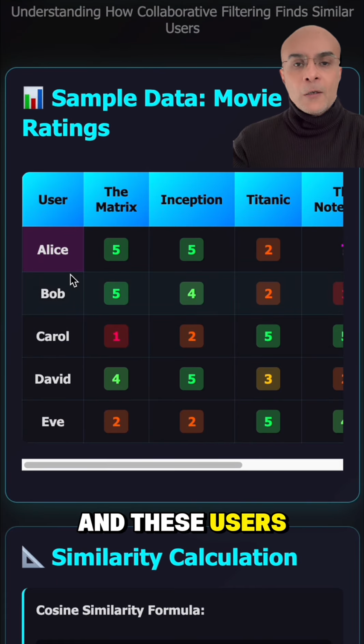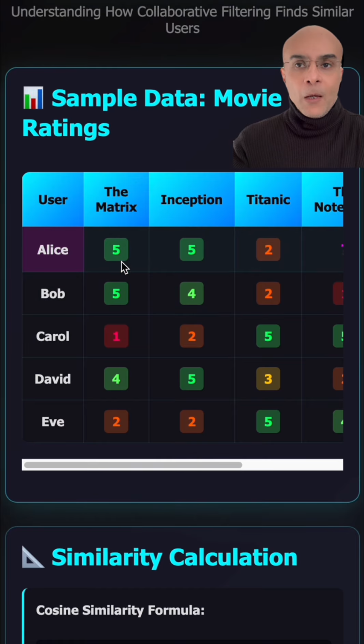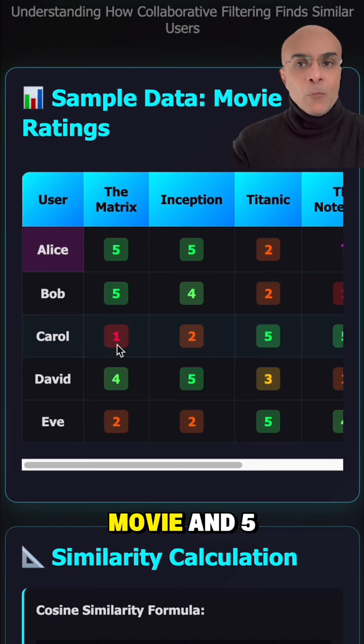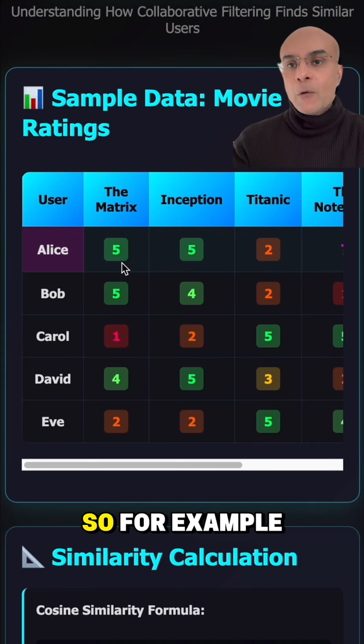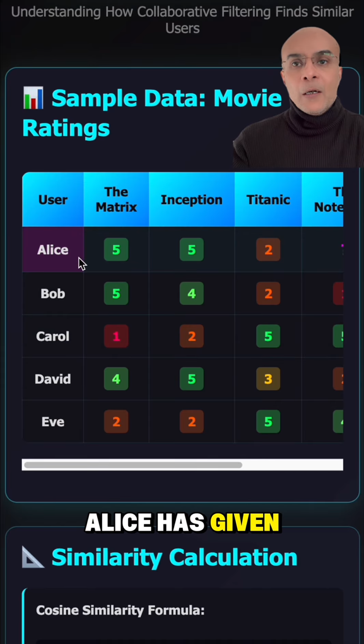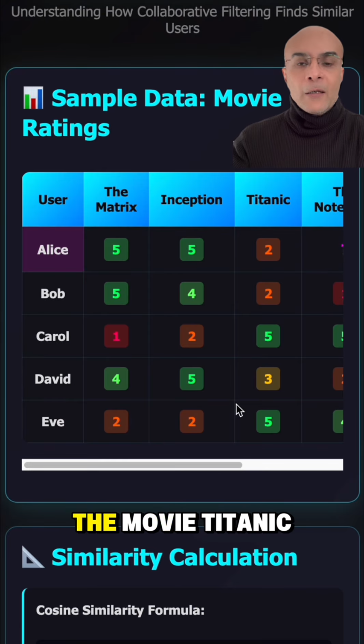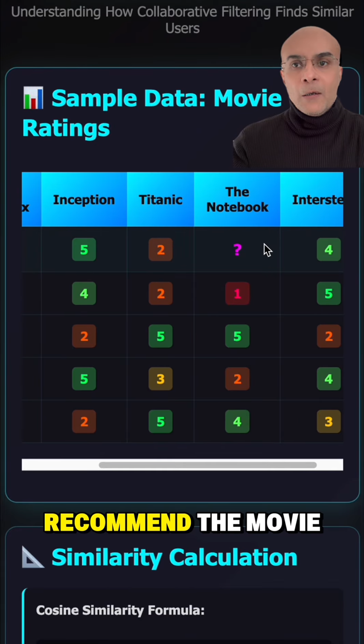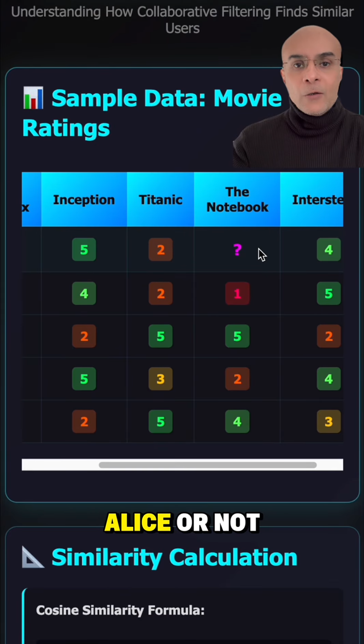And these users would give a rating to these films. They would give a rating between 1 and 5: 1 if they didn't like a movie and 5 if they liked the movie. So for example, Alice has given a very good rating to the films The Matrix and Inception, but she didn't like the movie Titanic. Now the question is, should we recommend the movie The Notebook to Alice or not?